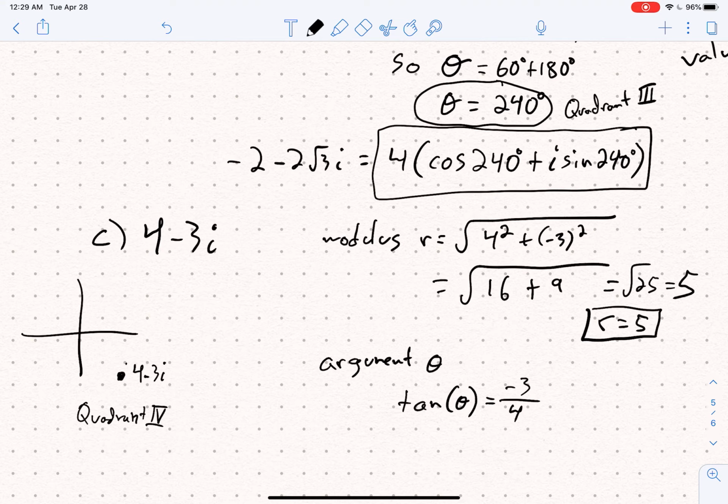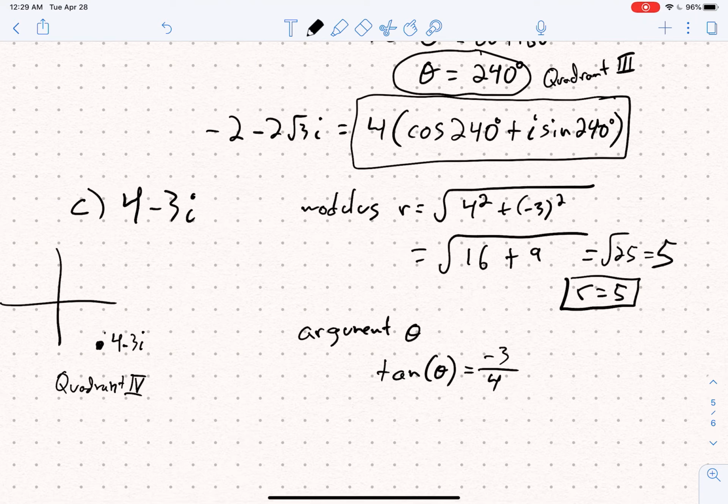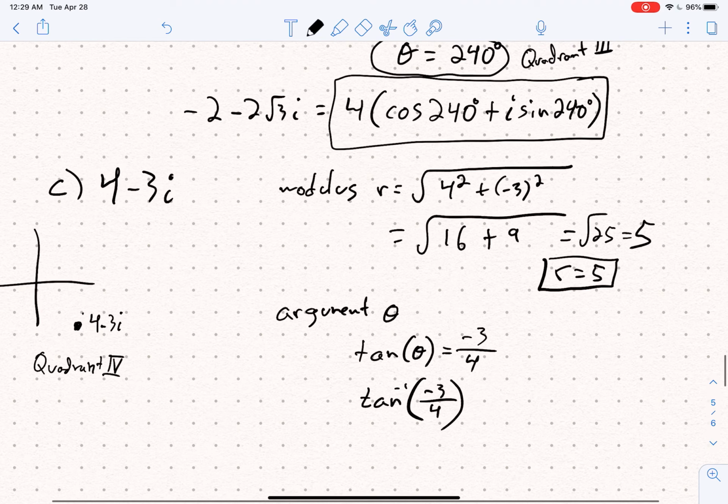And -3 over 4, this is not a value of tangent that I know off the top of my head, so I'm just going to go ahead and use the arctangent or inverse tangent function to see what kind of angle gives me a tangent of -3 over 4. When we plug this into the inverse tangent or the arctangent function, we get a value in decimal of approximately -36.9 degrees.